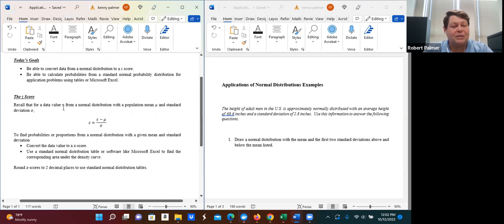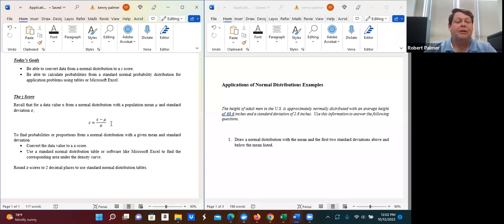Recall, for any data value x from a normal distribution with population mean mu and standard deviation sigma, the way to find the z-score is this. What the z-score does is standardize the distribution, so your mean will now be at 0. If you're one standard deviation above the mean, your z-score is 1, and if you're one standard deviation below the mean, your z-score is -1, and so forth.